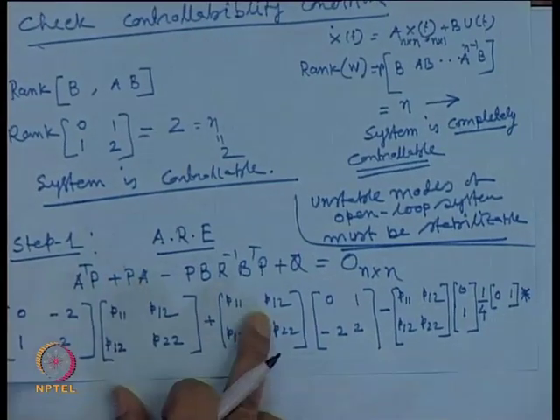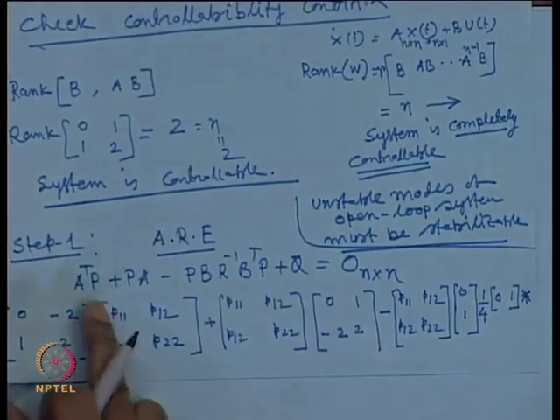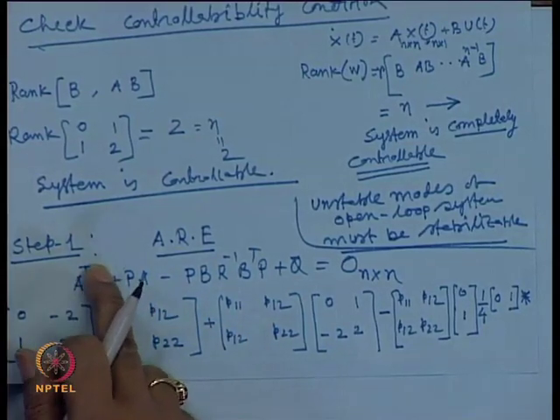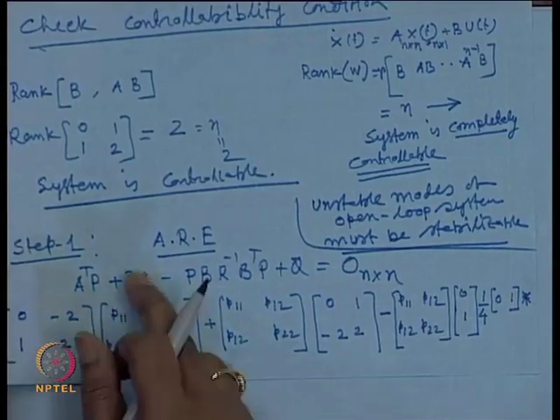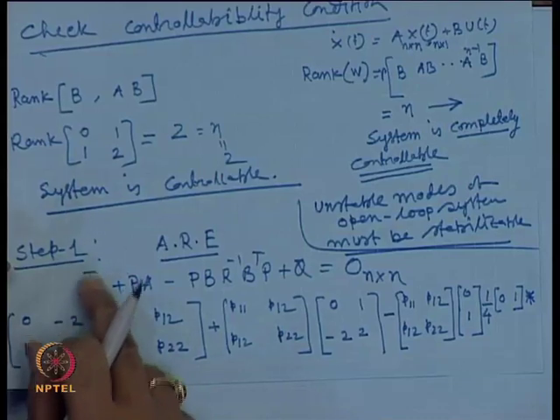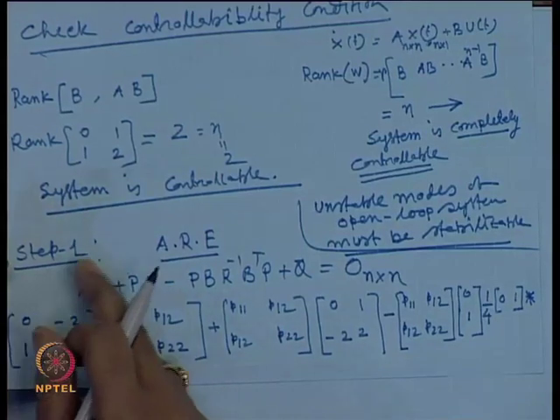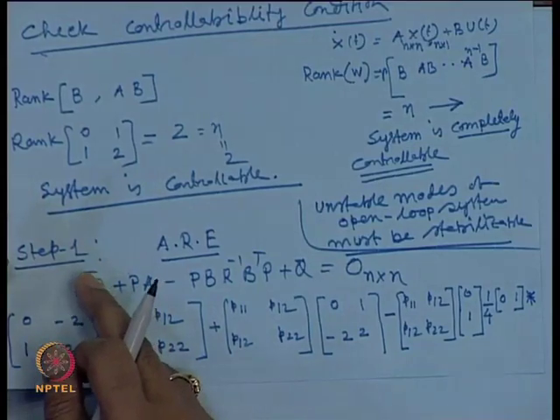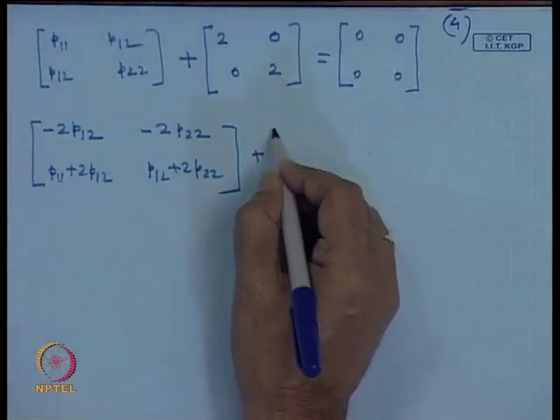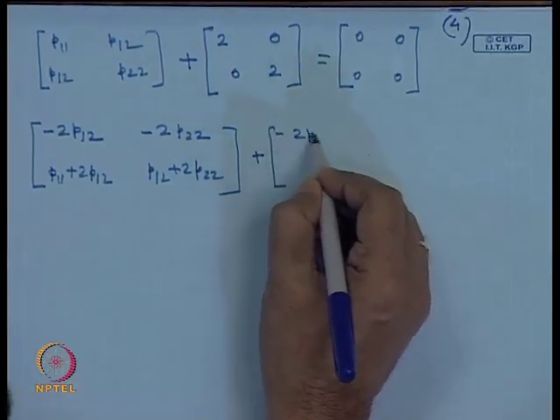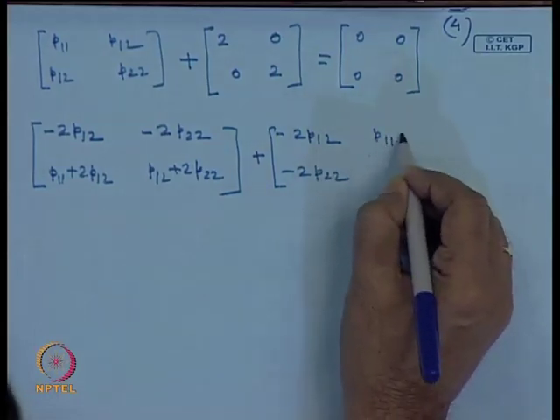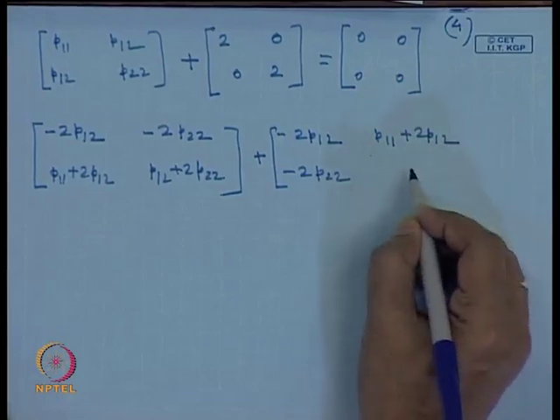Now look at this one. It is not necessary to compute P A separately, because P A is nothing but the transpose of A transpose P. Once you have the product A transpose P, take its transpose to get P A. So I will take the transpose of that. This will be minus twice P12, minus 2 P22, P11 plus twice P12. Agree?